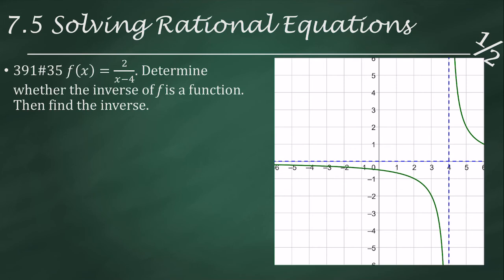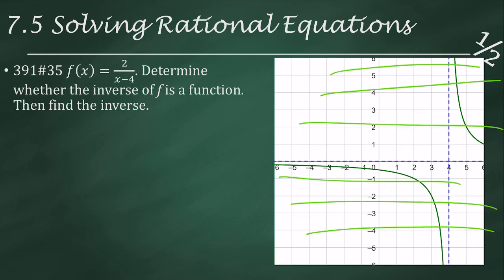All right, so let's try page 391, number 35. We have this function. We need to determine whether its inverse is a function, and then find the inverse. So if I look at this graph, I can see that any horizontal line that I draw only touches once. Therefore, it passes the horizontal line test, and the inverse is a function.